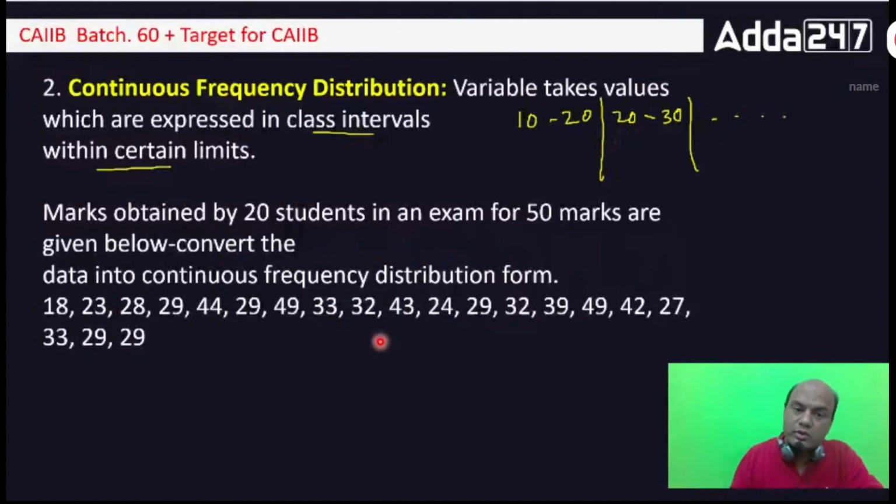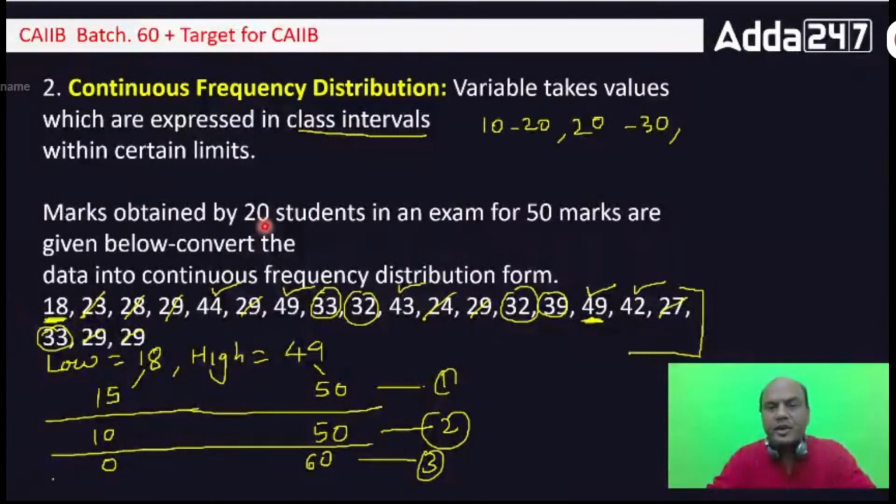So now we'll show it in 2-3 different forms. See, 20 students are there, so the total should be 20. All these are the number of students. So show it in continuous frequency. How will you show it? See this. Continuous frequency means what will you do? You will do this.